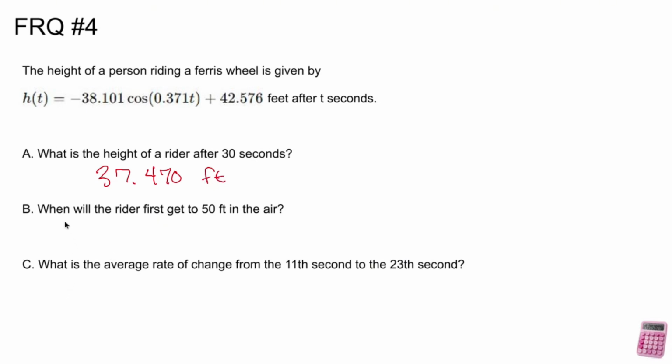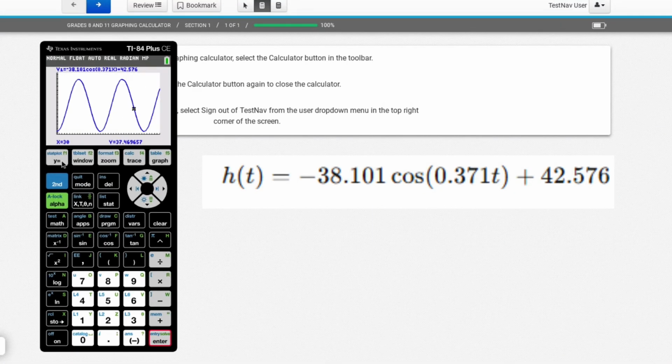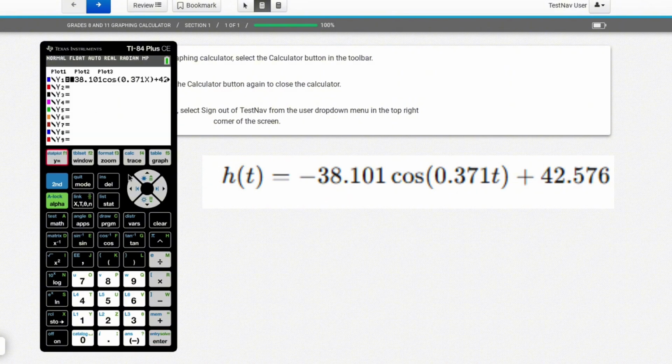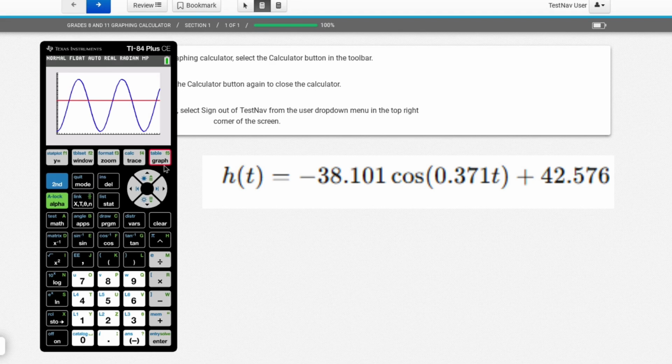Very good, very good. When will the rider first get to 50 feet in the air? So I'm going to build a second equation and find out where 50 and this gross line intersects. Part 2 is going to be us finding when we hit 50 feet. So I'm going to go to y equals, I'm going to go to 50, hit graph again, and we can see several spots where this hits 50 feet. Now, we care about the first time that this hits 50 feet, which is going to be that guy right there. So we care about where these two lines intersect.